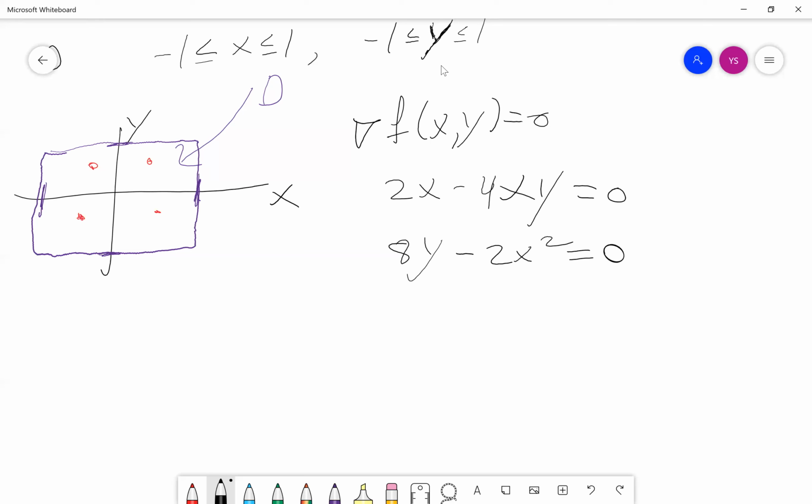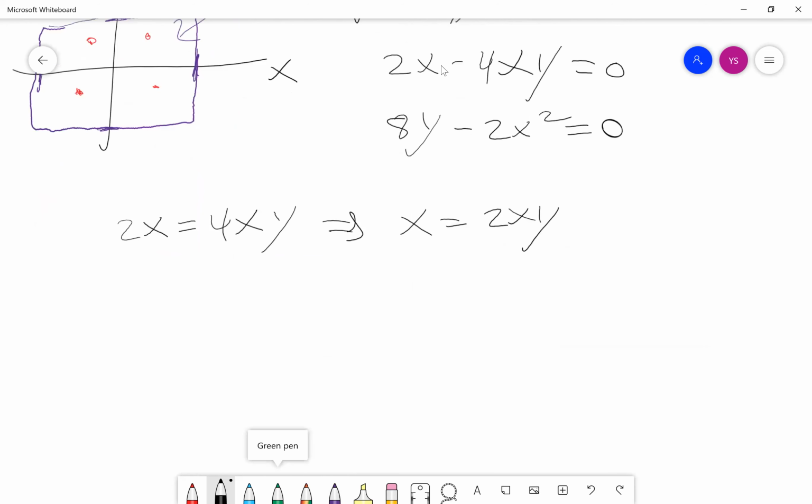So let's take the first function and rewrite it. We get 2x is equal to 4xy. I can cancel the 2 and the 4, so I get x is equal to 2xy. Now, don't just have the habit of dividing by the x. The x might be 0. So we have a case now. Either x is equal to 0, or we can divide by x, and we get that 1 is equal to 2y, which tells me that y is equal to 1/2.